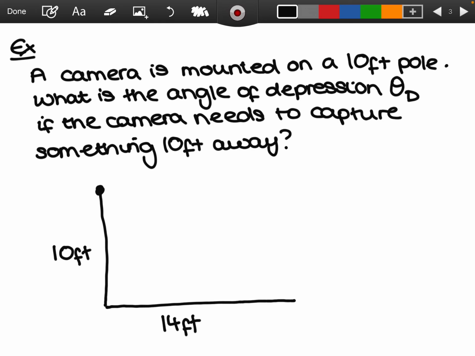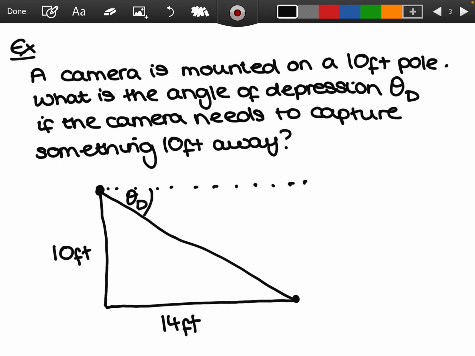Now let's say that the camera is up here, it's trying to capture something that is down here. Because we know that there is an angle of depression. Okay, so I know that I'm trying to capture something that is below my line of sight. So if I dot this out, the angle that I am trying to find is this angle here, theta d. Again, we know that it's got to be a downward angle because it's an angle of depression.